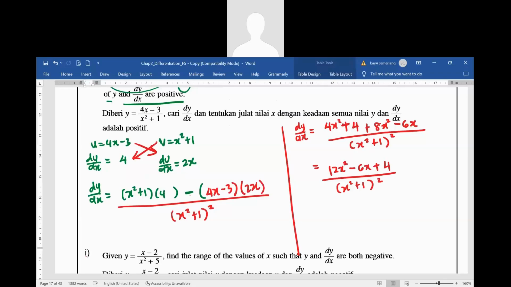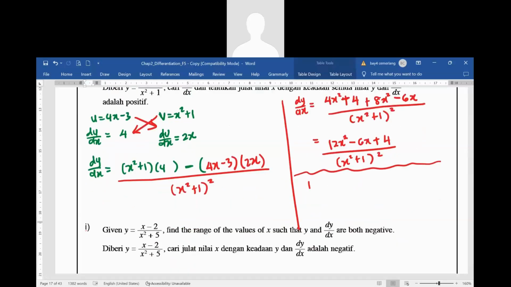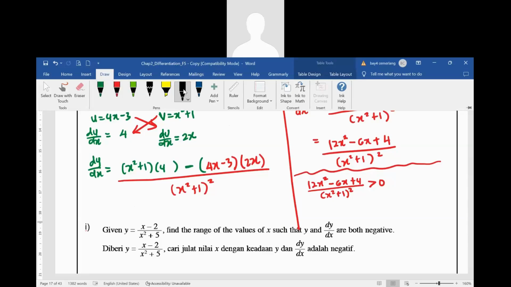Okay. So sampai sini saya rasa dah cukup. Okay, sekarang kita do the second part of the question. Second part of the question, what they tell you, the y is positive and dy dx also positive kan. Dalam matematik, okay, you nak cakap positif maksudnya apa dia? Greater than 0. Okay, so that means (12x square minus 6x plus 4) over (x square plus 1) square greater than 0. Okay, dia nak range value of x.